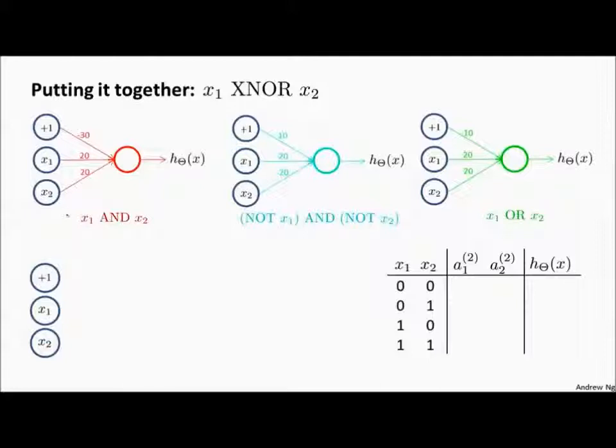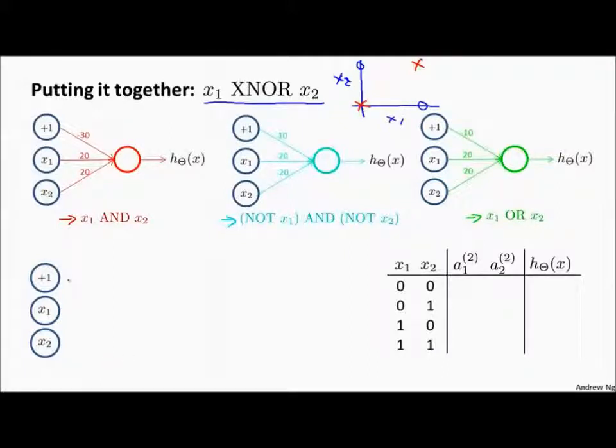Now, taking the three pieces that we have put together, that is the network for computing x1 and x2, and the network for computing not x1 and not x2, and one last network for computing x1 or x2, we should be able to put these three pieces together to compute this x1 XNOR x2 function. And just to remind you, if this was x1, x2, this function that we want to compute would have negative examples here and here, and we'd have positive examples there and there. And so clearly this will need a nonlinear decision boundary in order to separate the positive and negative examples.